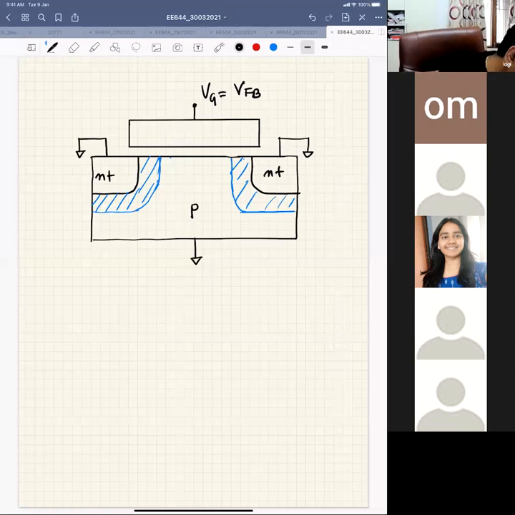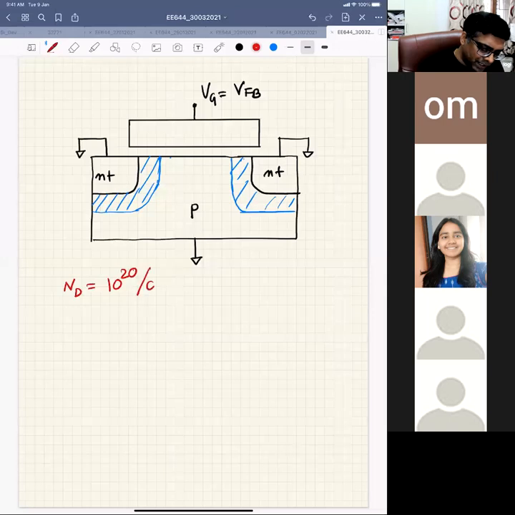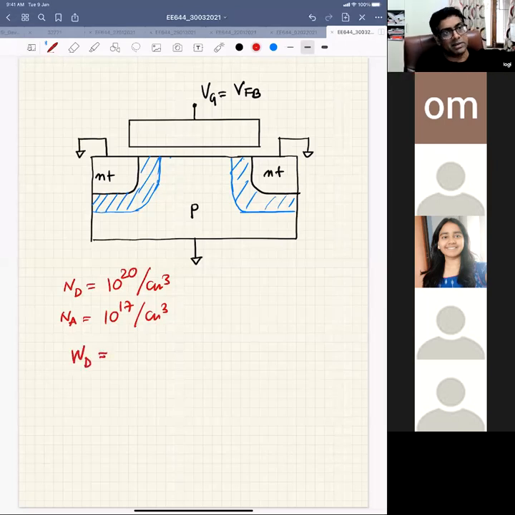Since this is N plus, the depletion width in the source and drain is very small. Here your ND is around 10 to the 20 per centimeter cube, so your source and drain are very heavily doped. Let's say your Na is around 10 to the 17 per centimeter cube for the p-type substrate. If you calculate the depletion width, it will be only on the p side, because the n side is heavily doped, and that is nothing but the square root of 2 epsilon si Vbi by q Na.